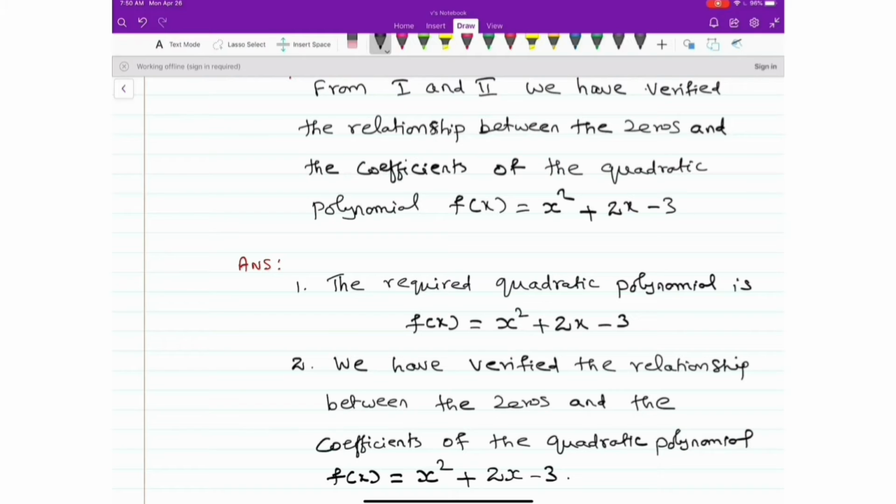See, these types of questions may be asked for 3 marks. So every step should be written in detail so that you don't lose marks anywhere.